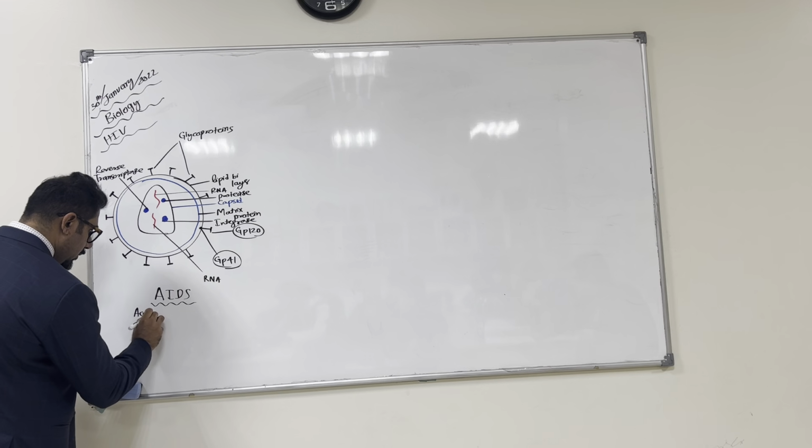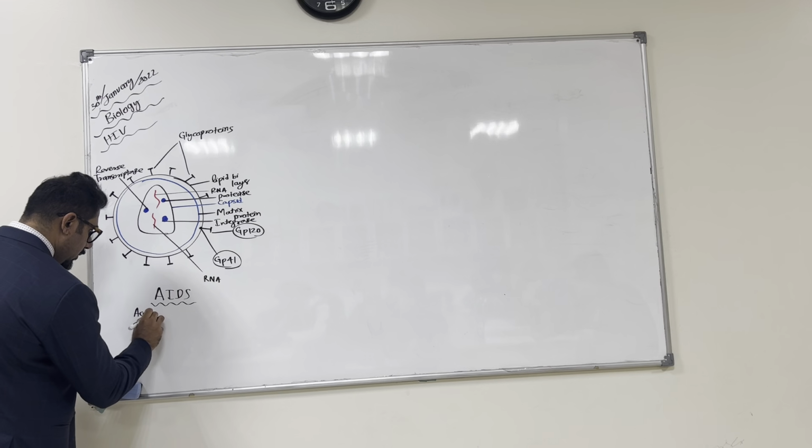AIDS itself is not a disease. It's a syndrome. Why are we calling it a syndrome? Because of this virus, you do not become sick. Only what happens is that this HIV virus, human immunodeficiency virus, HIV's full form is human immunodeficiency virus, hijacks your lymphocytes. And most specifically T lymphocytes. And which T lymphocytes? T4 lymphocytes.